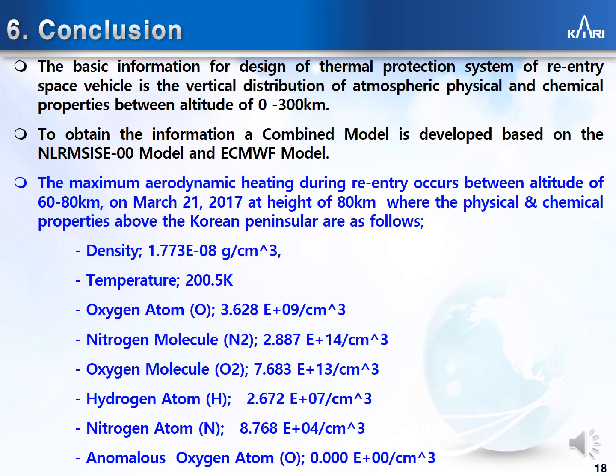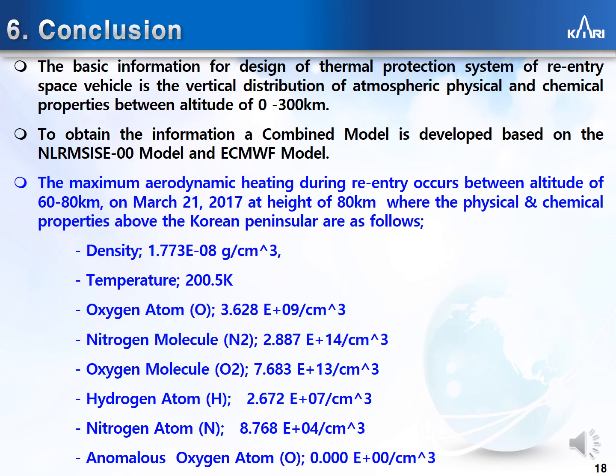In conclusion, the basic information for design of thermal protection system of re-entry space vehicle is the vertical distribution of atmospheric physical and chemical properties between altitude of 0 to 300 kilometers. To obtain the information, a combined model is developed based on the NRL MSIS model and ECMWF model. The maximum aerodynamic heating during reentry occurs between altitude of 60 to 80 kilometers.